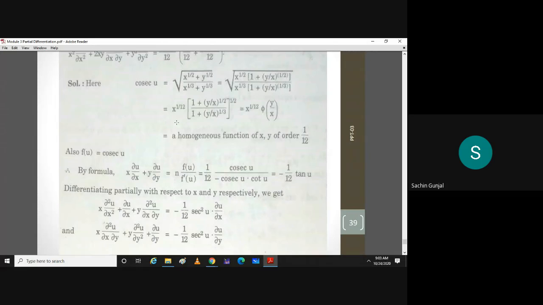Please understand that they have applied the second definition of homogeneous function to find the degree. You can apply any definition out of the three.